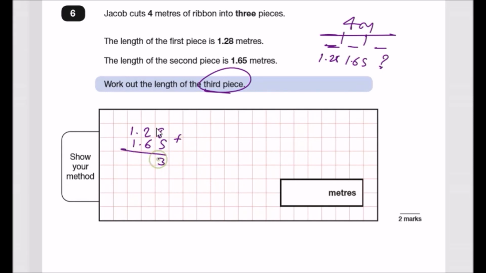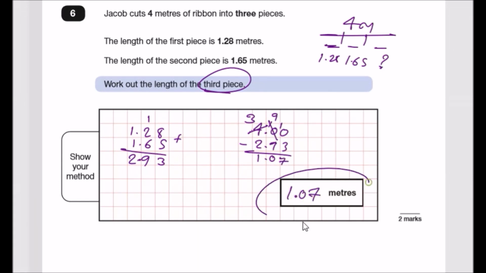8 plus 5 is 13, carry the 1. 1 add 2 is 3, add 6 is 9, and then 1 plus 1 is 2. Now let's subtract this from 4. Let's call this 4.00 so we can match the decimals, and 2.93. Nothing take away 3 you can't do, so you have to borrow from the very first number, 4. Make it a 3 and give the 1 to the second, so you've got 10. Cross out the 10, you get 9, and pass the 1 here. So 10 take away 3 is 7, 9 take away 9 is nothing, 3 take away 2 is 1. So the third and final piece is 1.07 meters.